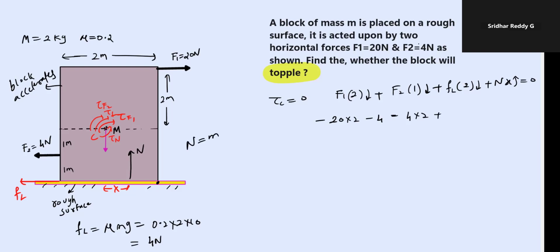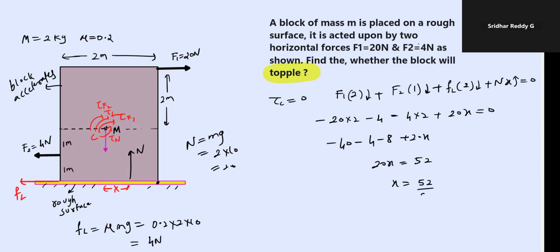Normal reaction should balance weight: 2 into 10, 20 Newton. Minus 40, minus 4, minus 8. 20x is equal to 52 meter. x equal to 52 by 20, definitely more than 2 meters. It is 52 by 20, which is 13 by 5, 2.6 meters.